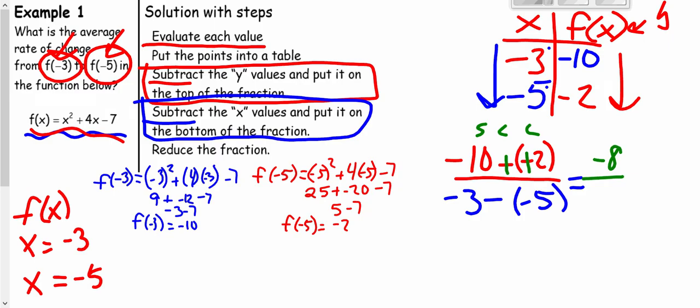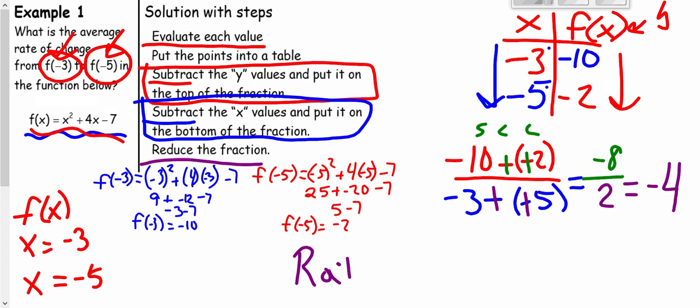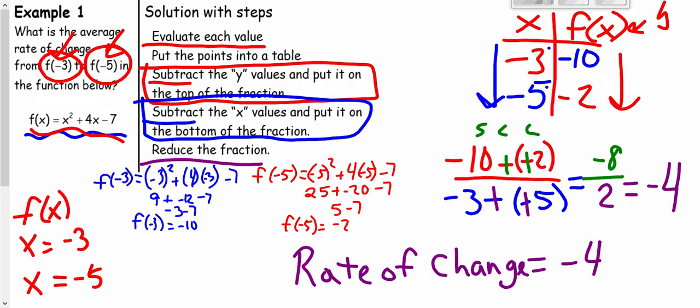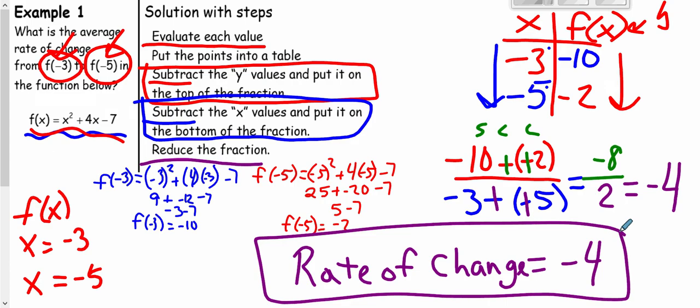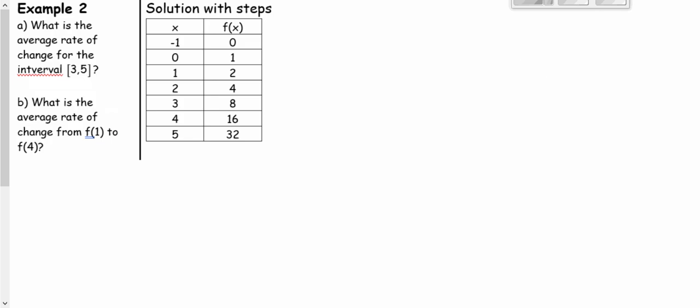And on the bottom, I have another stay, change. So negative 3 plus a positive 5 will give me a positive 2. And then I can reduce the fraction. I get a negative 4. So my rate of change is negative 4. All right, so we evaluated the function, put them in a table. I subtracted the y values, subtracted the x values, and then I reduced the fraction. Perfect. Let's look at number 2.